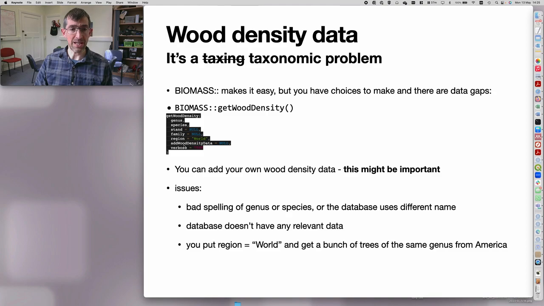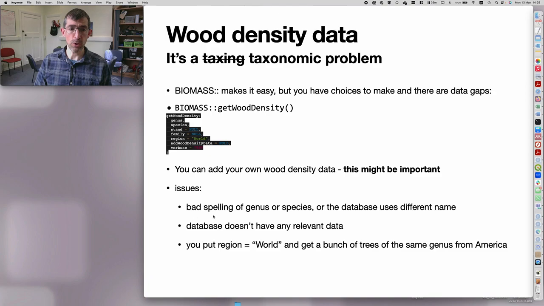If there's not, that argument there, add wood density database, you can use that to add more data to the database. It doesn't make it public, but in your calculations. And that will give you much better estimates if you're working with species for which there's not much data. And that is very important in the SEOSAW region, actually, to add some extra wood density data, because the database isn't super good for a lot of the SEOSAW region.